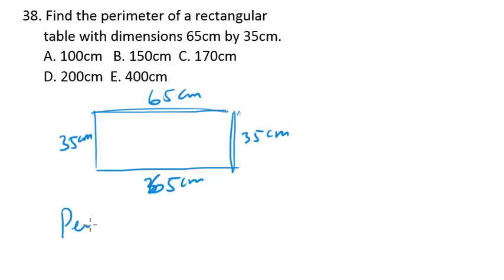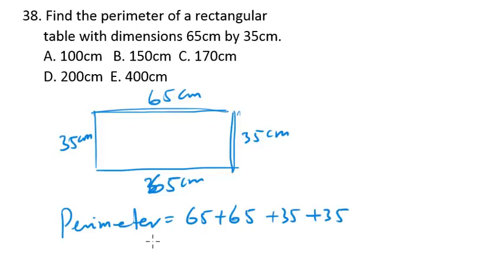So the perimeter is equal to 65 plus 65 plus 35 plus 35. By the time we add this together, we'll get a total of 200 centimeters. So the answer here is D.